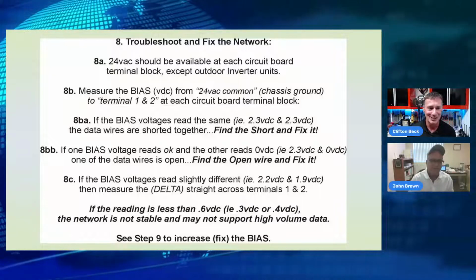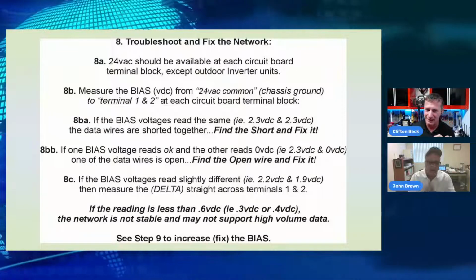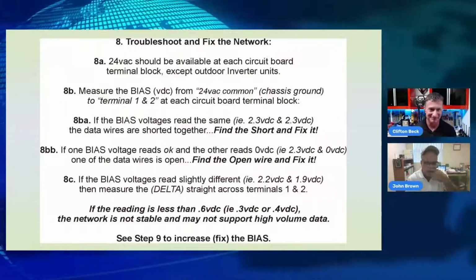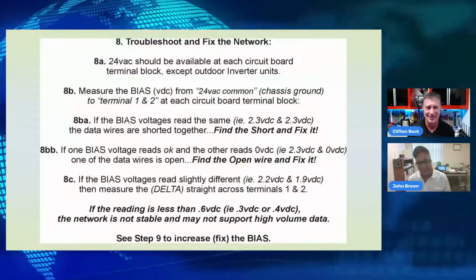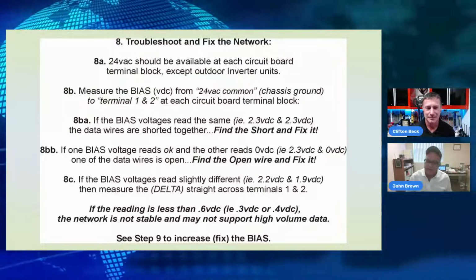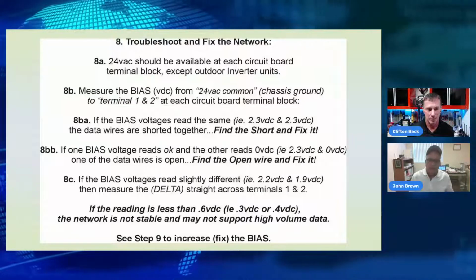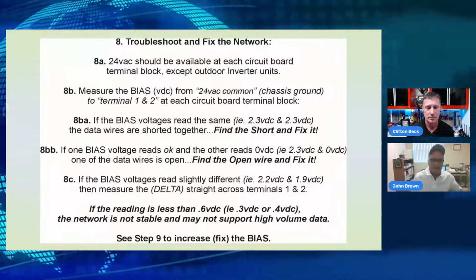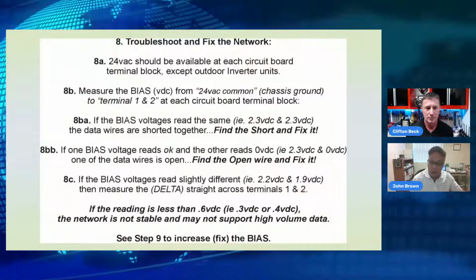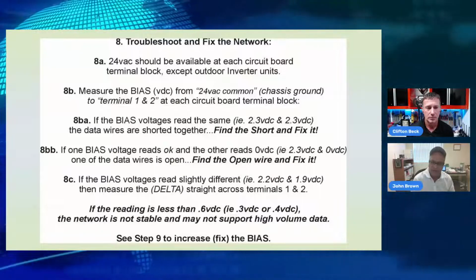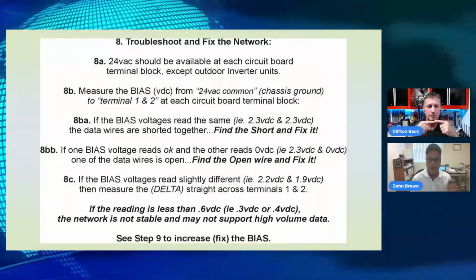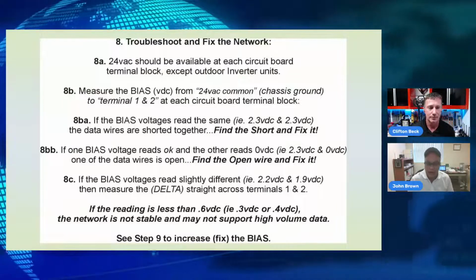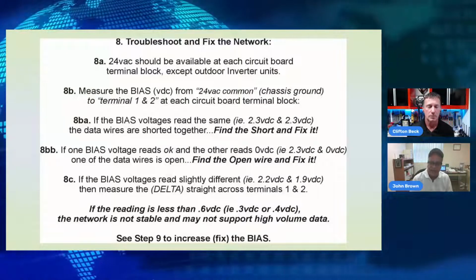Staple in a stud, or wires that accidentally got put together, pulled across a spot on the ductwork, pulling up against the duct. Yeah, absolutely. If you're reading these bias voltages with your meter, you read common to 1, 2.3, and the other one, common to 2, is 0. One of these voltages is zero. Guess what? One of my data wires is broken. There's an open wire somewhere. You've got to find that and fix it.